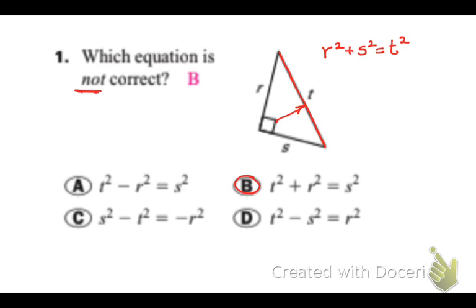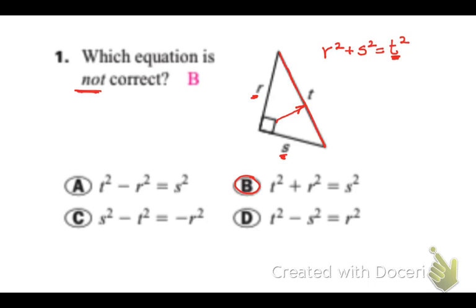So whatever letter is here is always going to be the hypotenuse. And then r squared and s squared are our two legs, and they can be in either order. You could do s squared plus r squared, or r squared plus s squared, and you'd be fine. Once you understand this, the rest of this problem is just a matter of algebra.